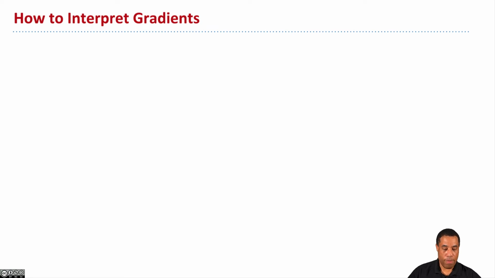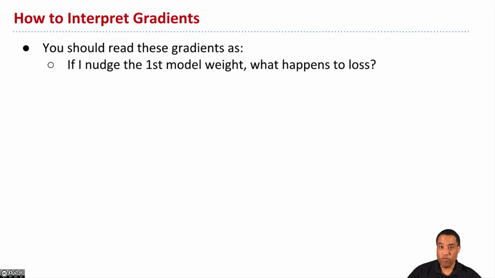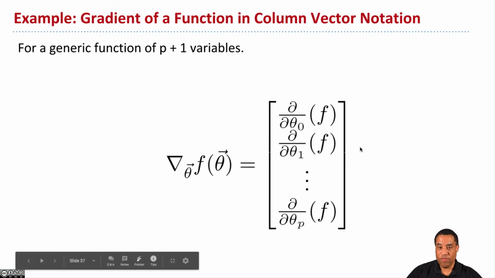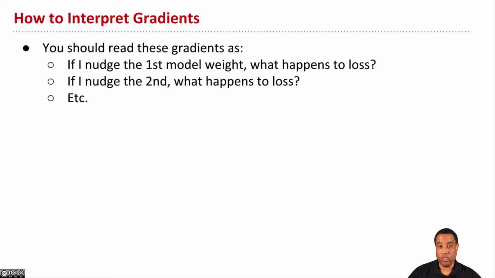Okay, so let's step back a moment. How do we interpret these gradients? Well, think about that loss minimization game that I started with, right? The way you interpret these gradients is, if I nudge the first model weight, what happens to the loss? So again, if we go back here, if I nudge this first weight, what direction is that going to take the loss? And then for the second model weight, if I nudge it, what's going to happen to the loss? And so on and so on, right?